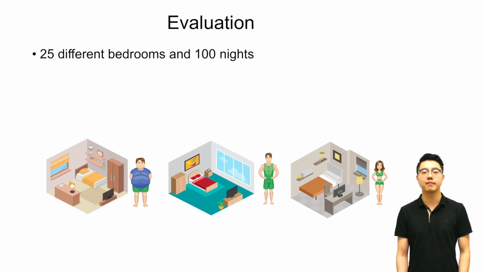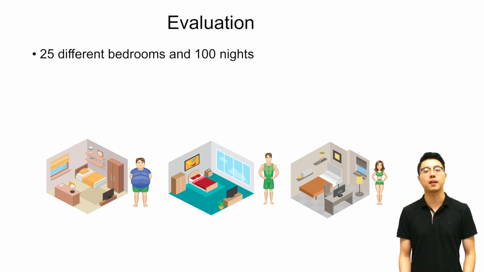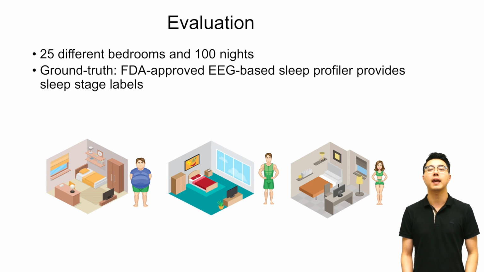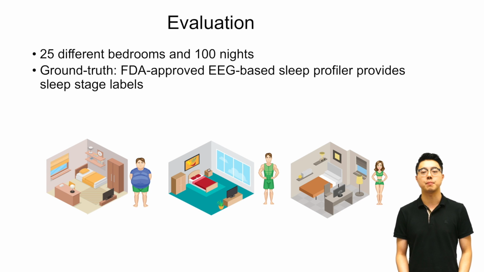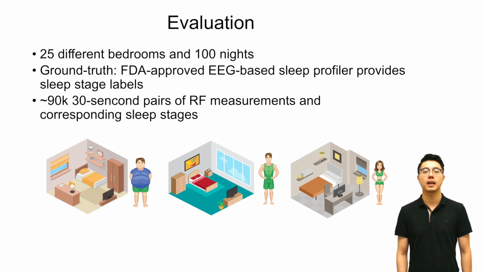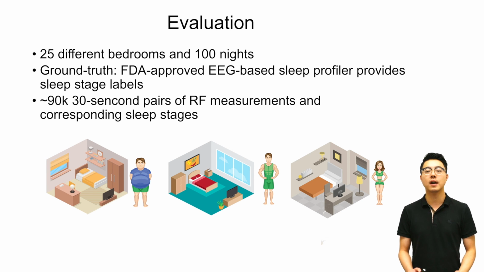We installed our device at 25 different homes and collected 100 nights of sleep studies. During each night of study, the user also wears an FDA-approved EEG-based sleep profiler, which gives us sleep stage labels. After all, we got over 90,000 30-second pairs of RF measurements and stage labels. This dataset is used to evaluate our model, and it also has been released to facilitate future research.